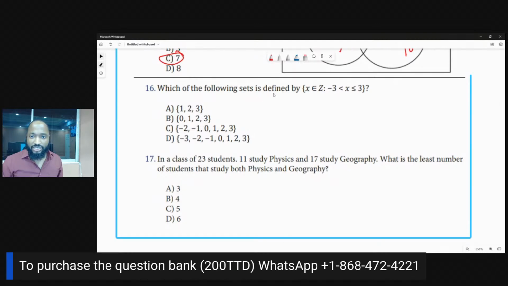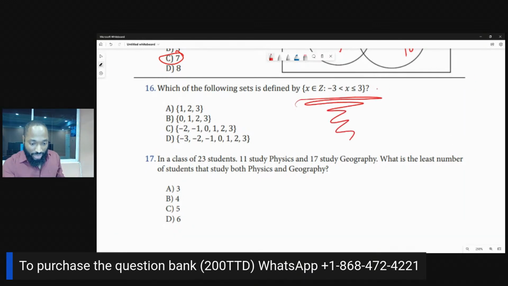Which of the following sets is defined by, watch this. Lots of people have problems with this style of sets. Watch this. Are you a person who gets confused when you see this? You get confused when you see this?